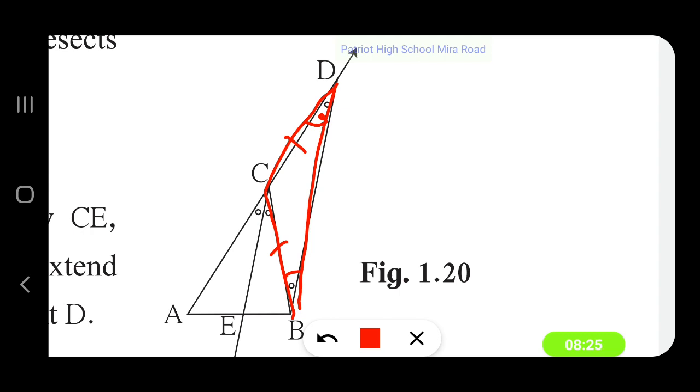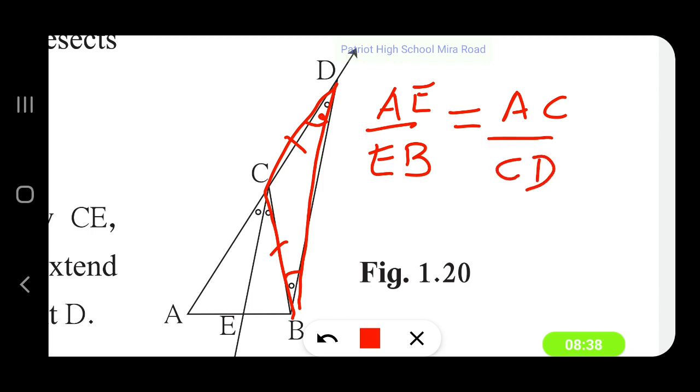According to the basic proportionality theorem, AE upon EB was equal to AC upon CD. But just now we have proved that CD is equal to CB. Therefore, AE upon EB is equal to AC upon CB. So we have proved it.